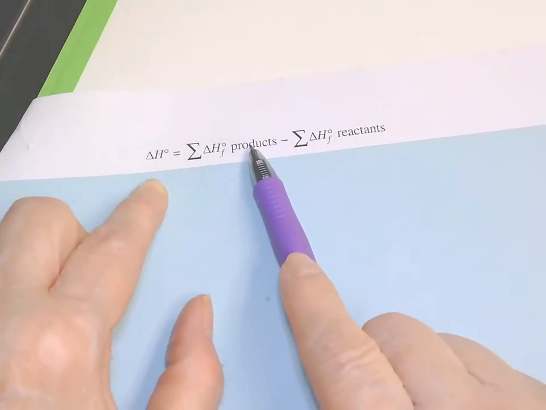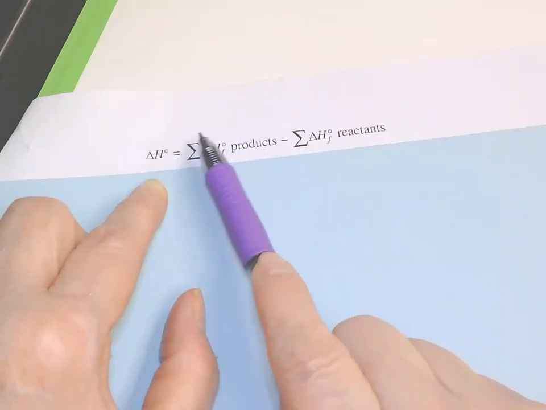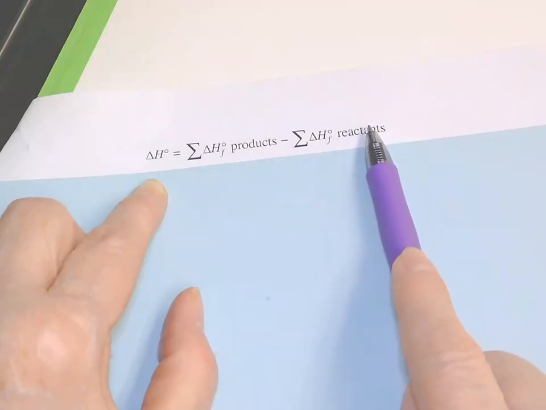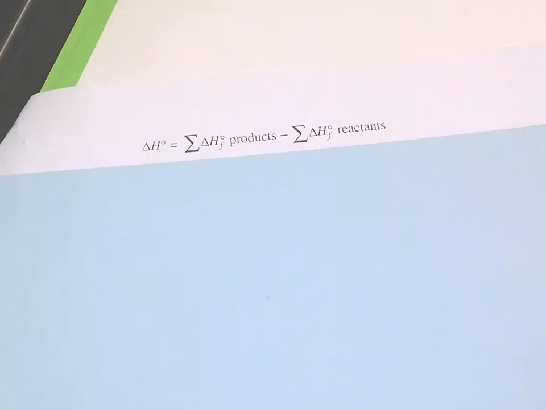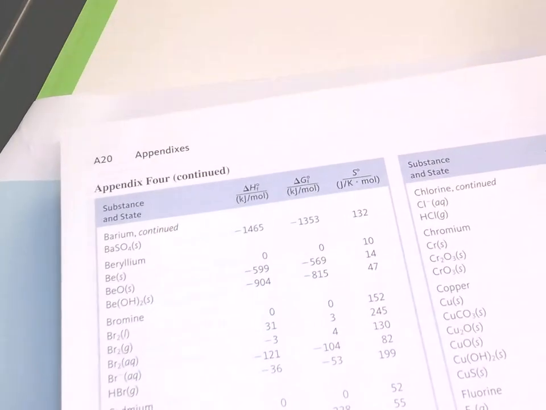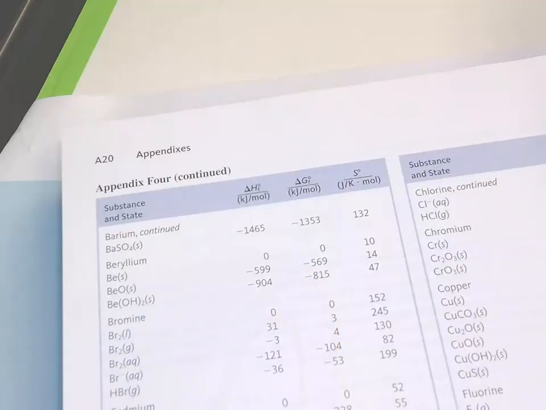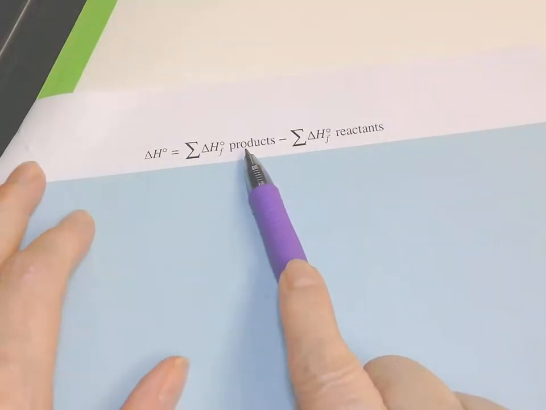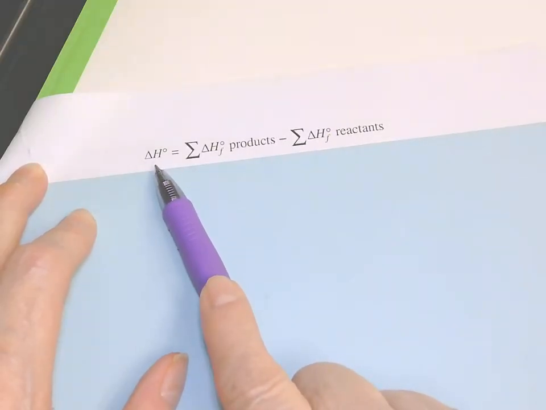So if you look at the logic of this, when you form products, that is going to release energy. When you break apart reactants, that's going to require energy. All of your heats of formation are tabulated as if they are exothermic. They are making that compound from its elements. So therefore, you need to have products minus reactants to give you the correct sign for exo and endothermic.